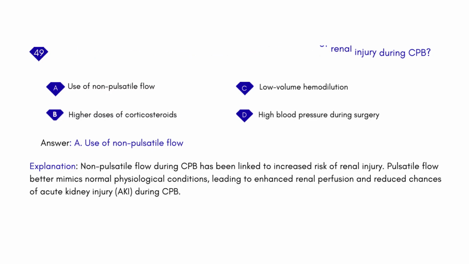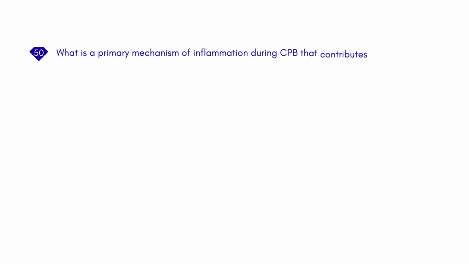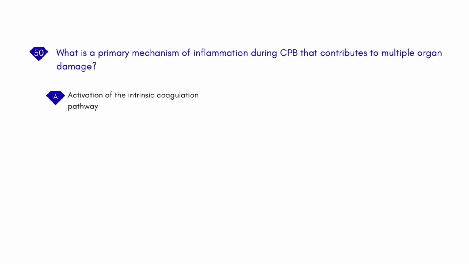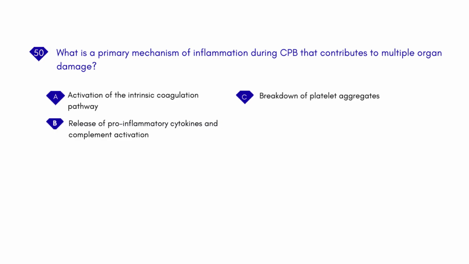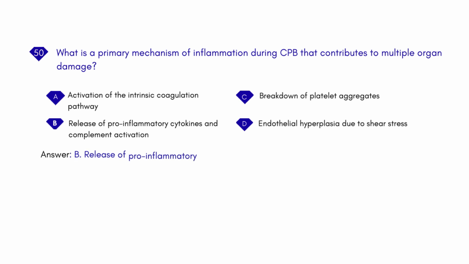What is a primary mechanism of inflammation during CPB that contributes to multiple organ damage? A. Activation of the intrinsic coagulation pathway. B. Release of pro-inflammatory cytokines and complement activation. C. Breakdown of platelet aggregates. D. Endothelial hyperplasia due to shear stress. Answer: B. Release of pro-inflammatory cytokines and complement activation.